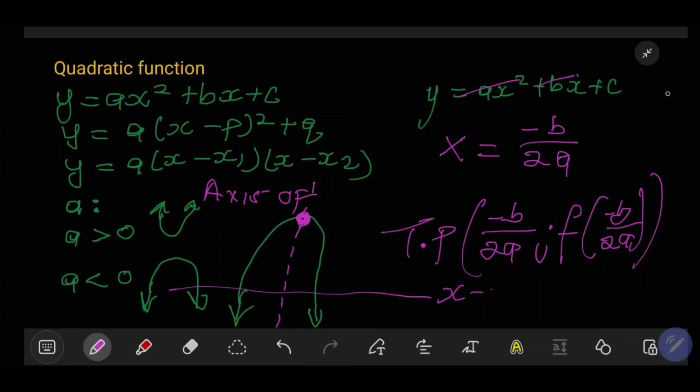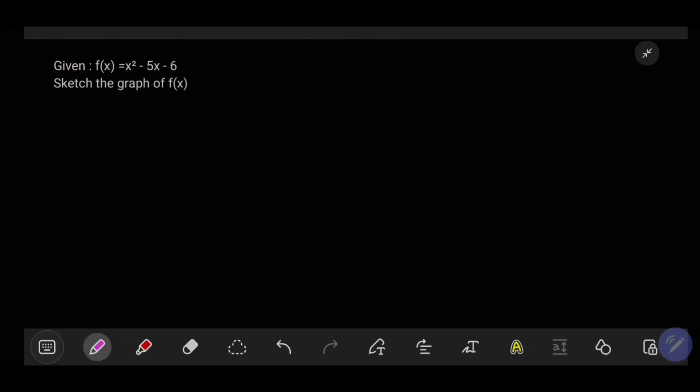Okay, so I think now we can check on an example so that we can learn how to sketch a graph. Here's our example. We're given f of x is equal to x² minus 5x minus 6, and you are required to sketch a graph.